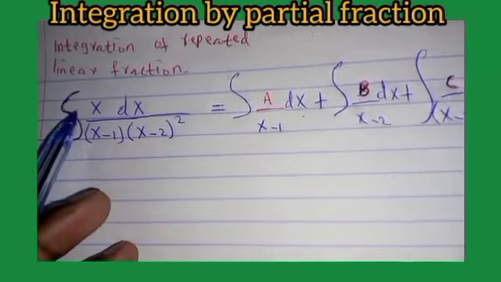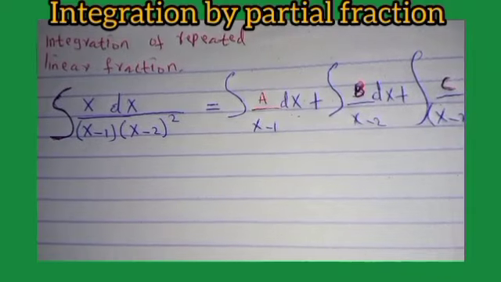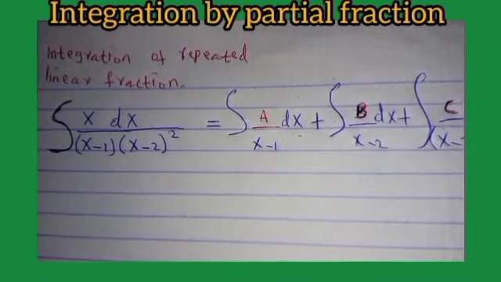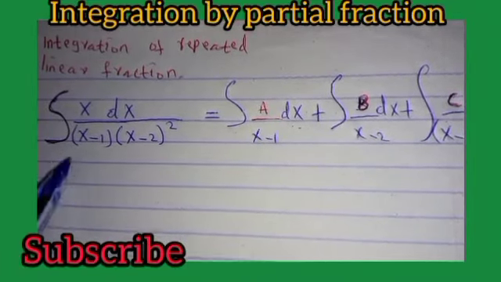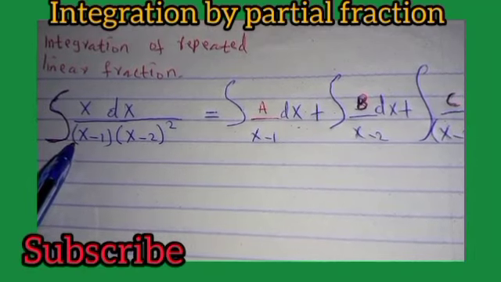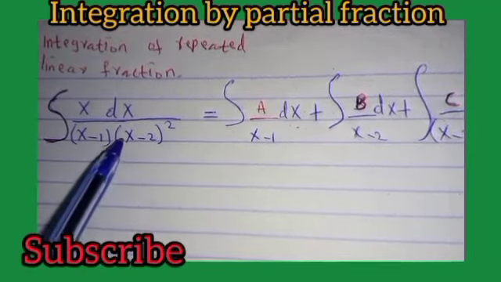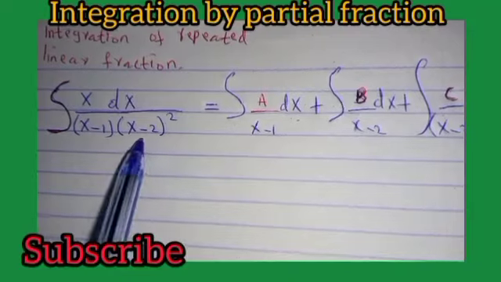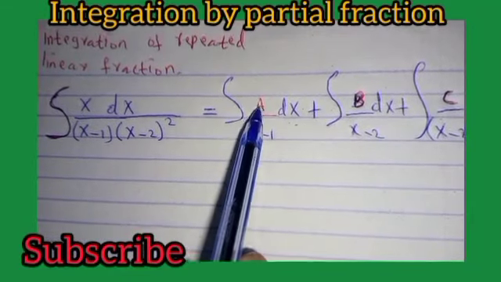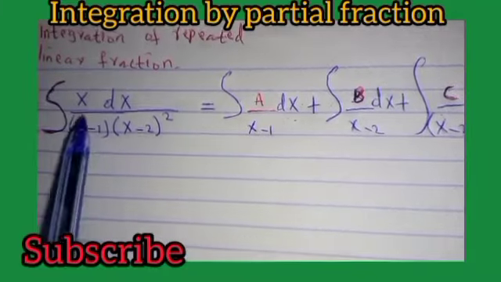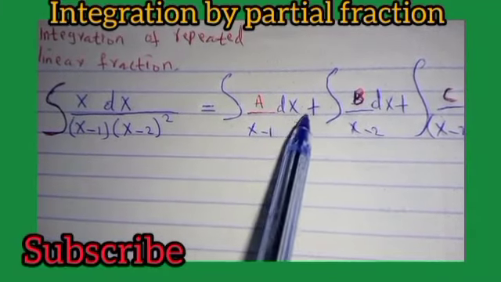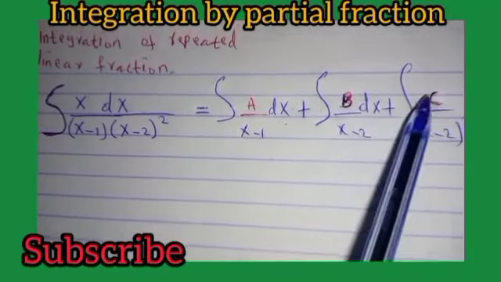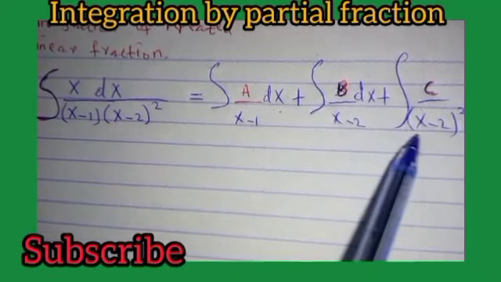We have this example here for the purpose of illustrating. We are given the integral of x divided by (x minus 1)(x minus 2) squared. What we do is split this denominator this way. We are going to have the integral of A divided by x minus 1 dx, plus the integral of B divided by x minus 2 dx, plus the integral of C divided by (x minus 2) squared.